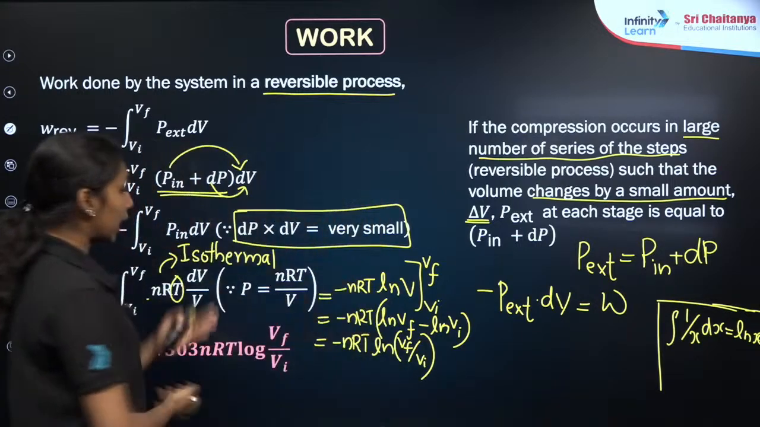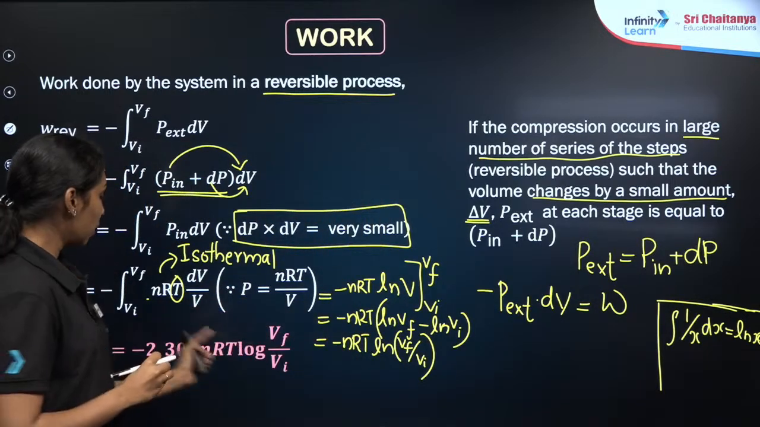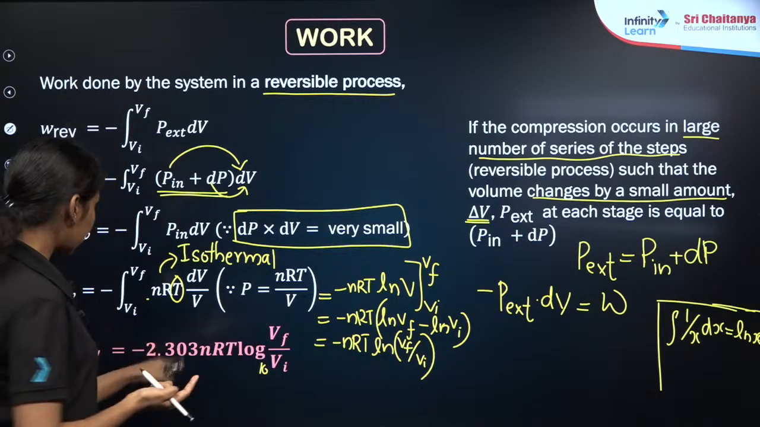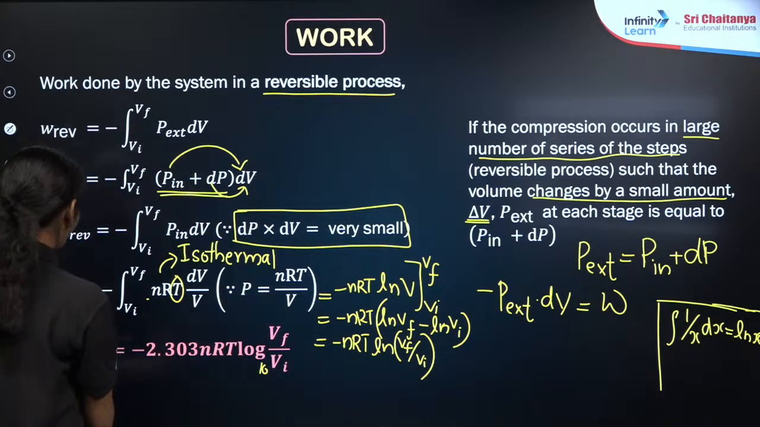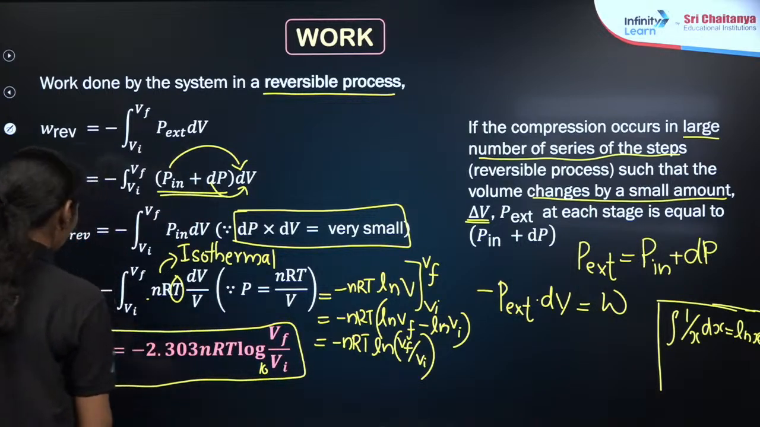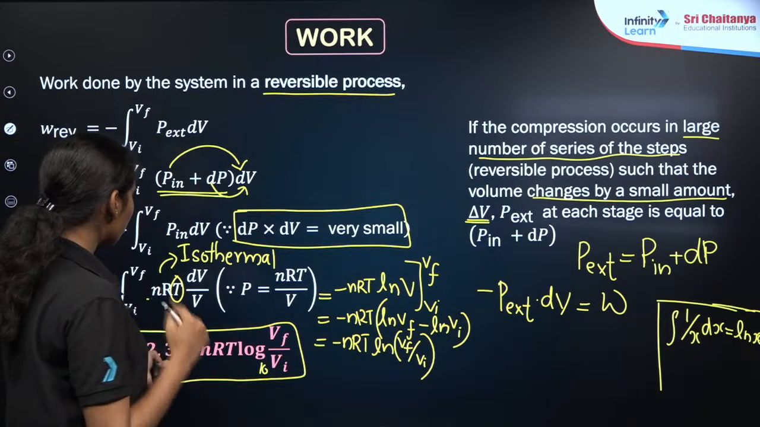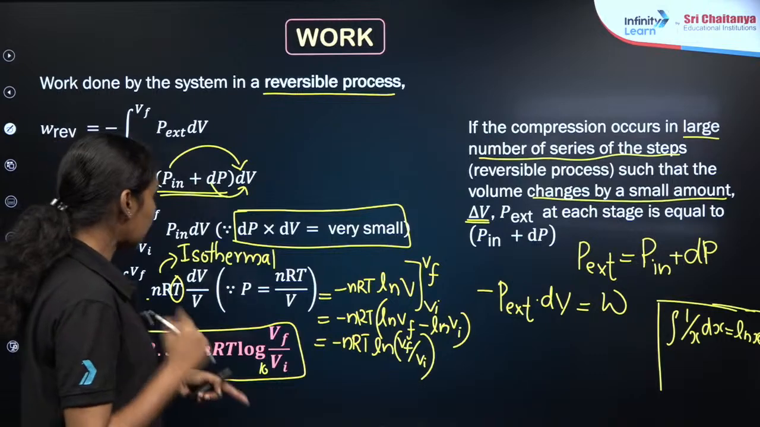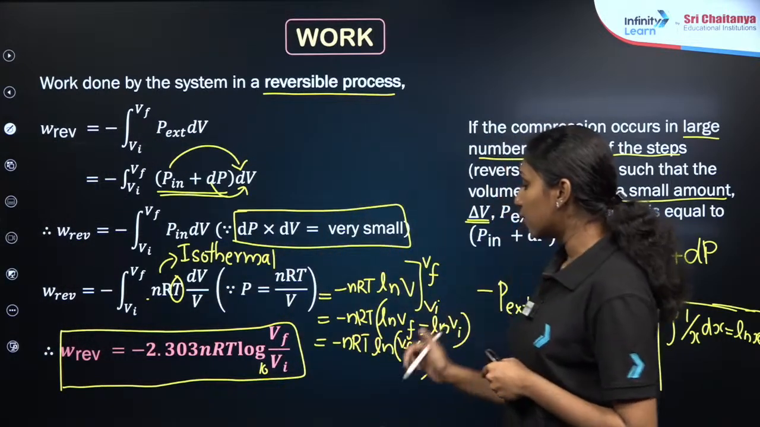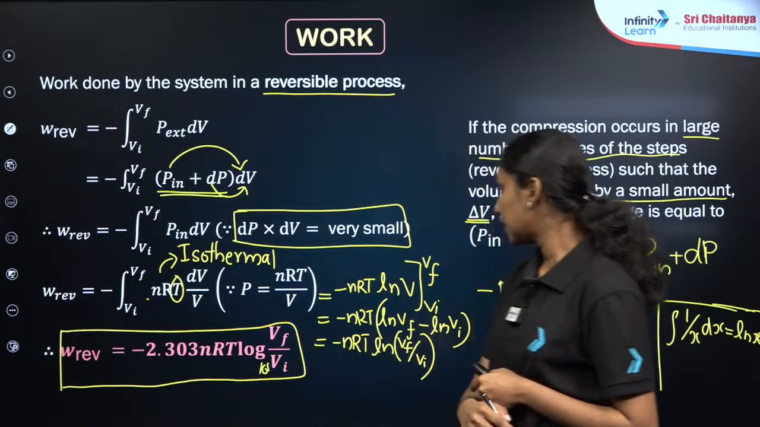In order to change the natural logarithm into the logarithm to the base 10, we will be multiplying it with 2.303. So finally, the reversible work done during an isothermal process is equal to minus 2.303 nRT log Vf by Vi, where Vf is the final volume and Vi is the initial volume. Clear?